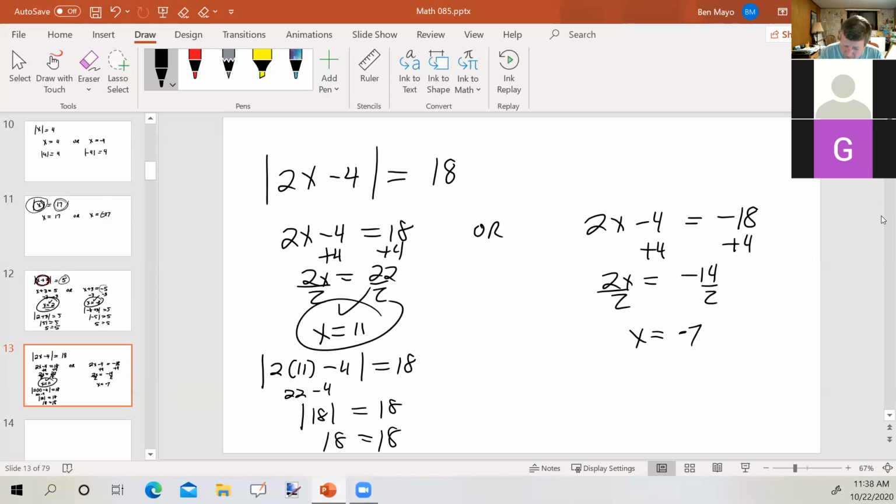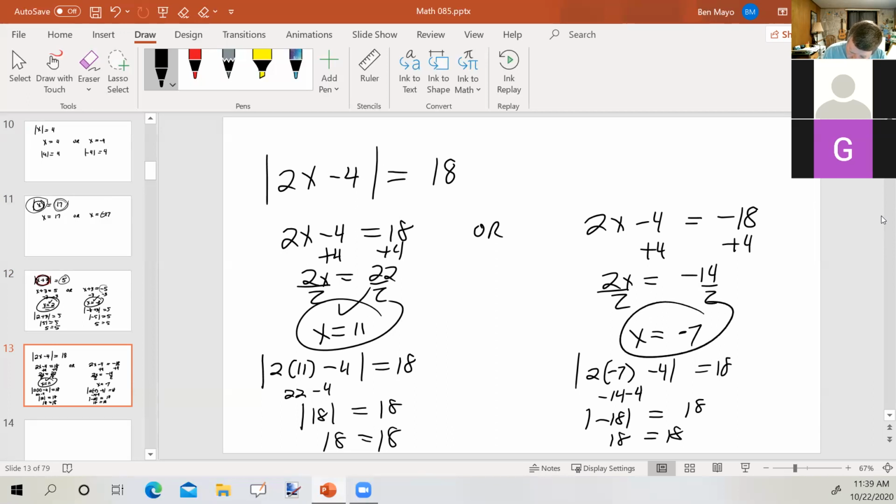Let's try x equals -7. 2 times -7 minus 4. What's 2 times -7? -14. What's -14 minus 4? -18. So we get the absolute value of -18, which is 18. So again, it checks. So far, so good?